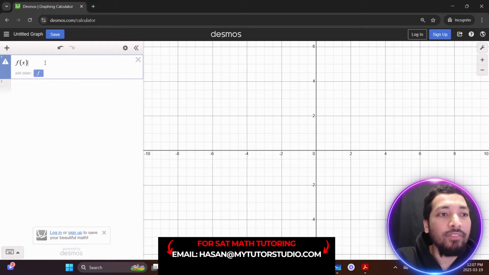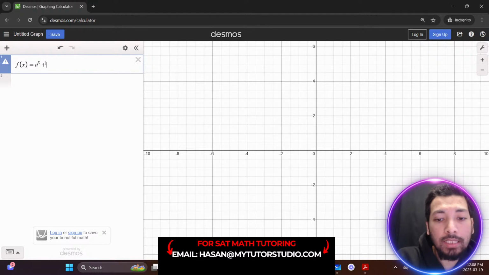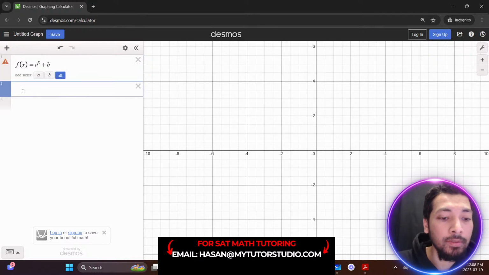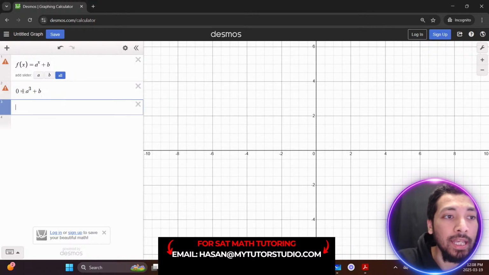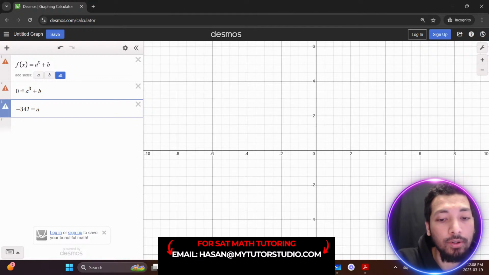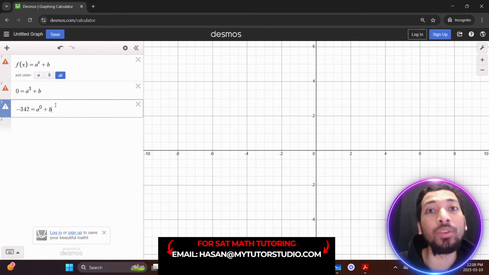So I know that my f of x function is f of x is equal to a to the power of x plus b. And I just put my first condition, which is f of x to be 0 is equal to a to the power of 3 plus b. And the second equation is negative 342 is equal to a to the power of 0 plus b. Now, I see that I have two equations with two variables.